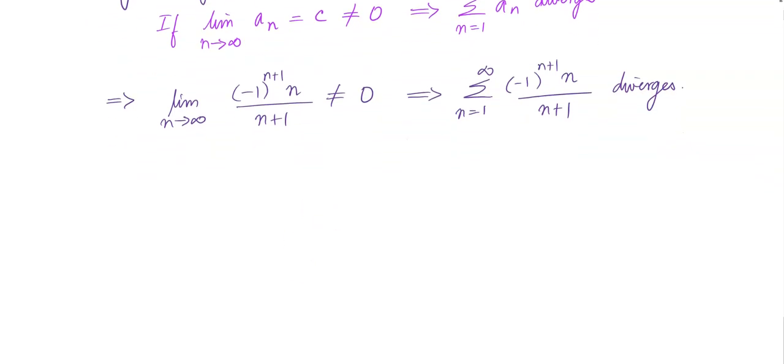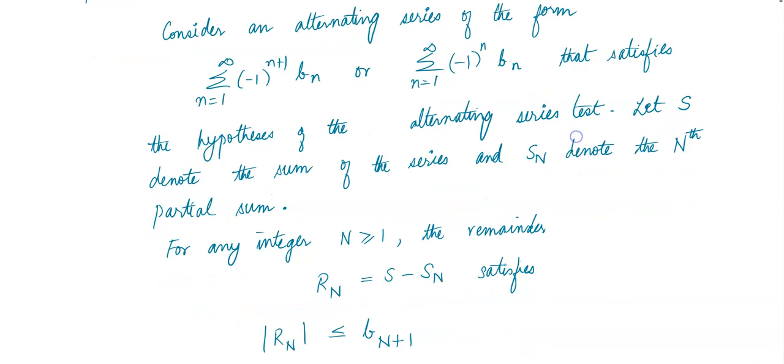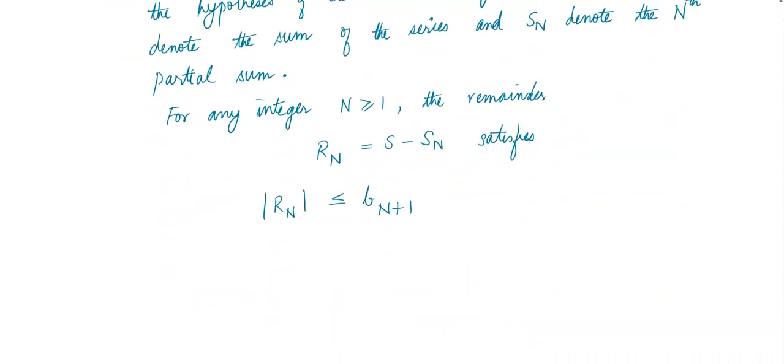Now let's talk about remainders in alternating series. And we do have a definition for that. Consider an alternating series that satisfies the hypotheses of the alternating series test. Let S, capital S, denote the sum of the series and Sn denote the nth partial sum. For any integer capital N greater than or equal to 1, the remainder Rn is S minus Sn, right? So the total sum of the series minus the nth partial sum gives you the remainder Rn. And that satisfies absolute value of Rn is less than or equal to b(n+1).